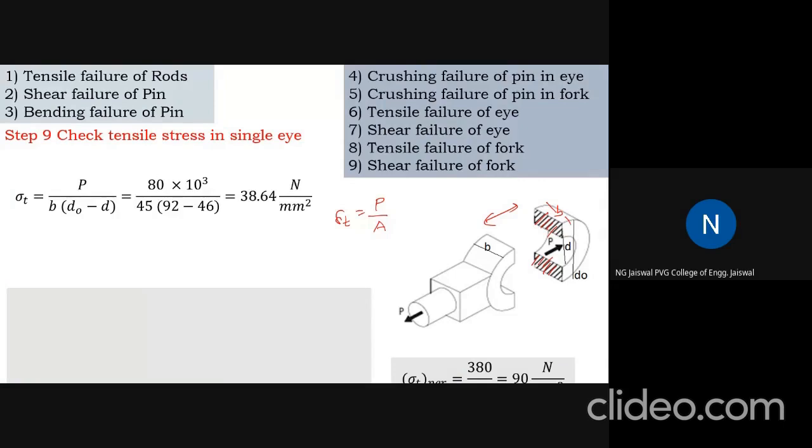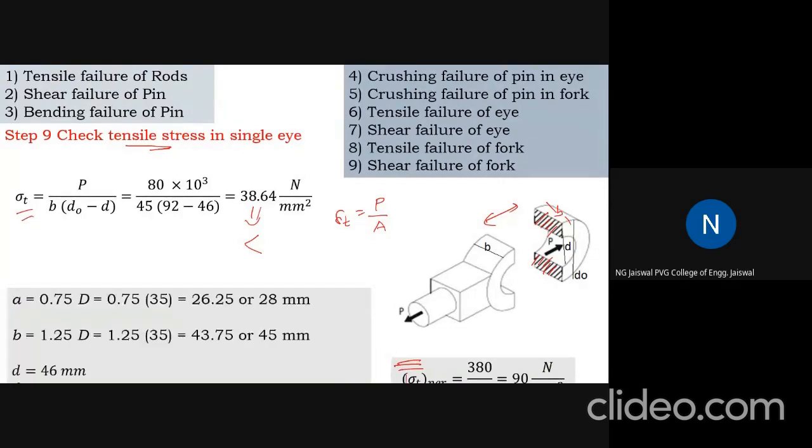Again, putting the respective values, we get 38.64. What we are doing here? We are checking the tensile stress. Checking means this must be compared. It should be less than permissible. Permissible is what? We are talking about sigma t. The permissible is sigma t permissible, which is equal to 90. That's why this must be less than 90. If it is less than 90, then your selection so far is correct. You should go ahead with the design procedure now.